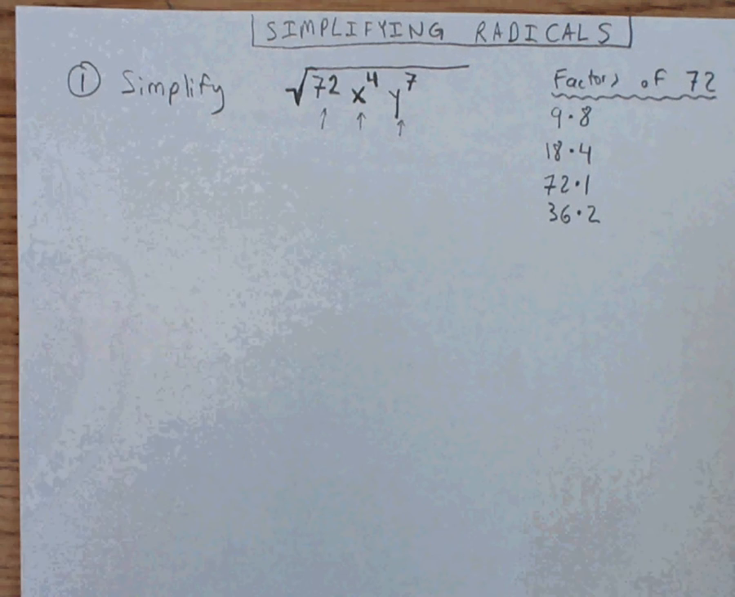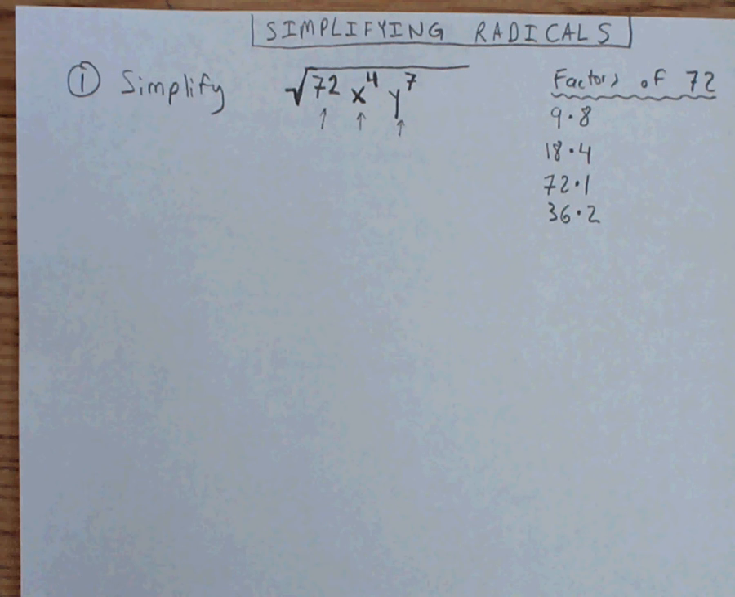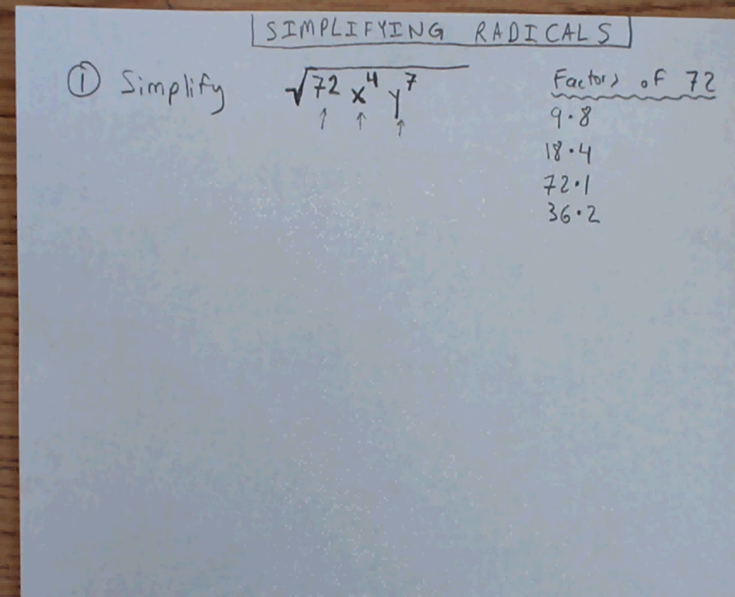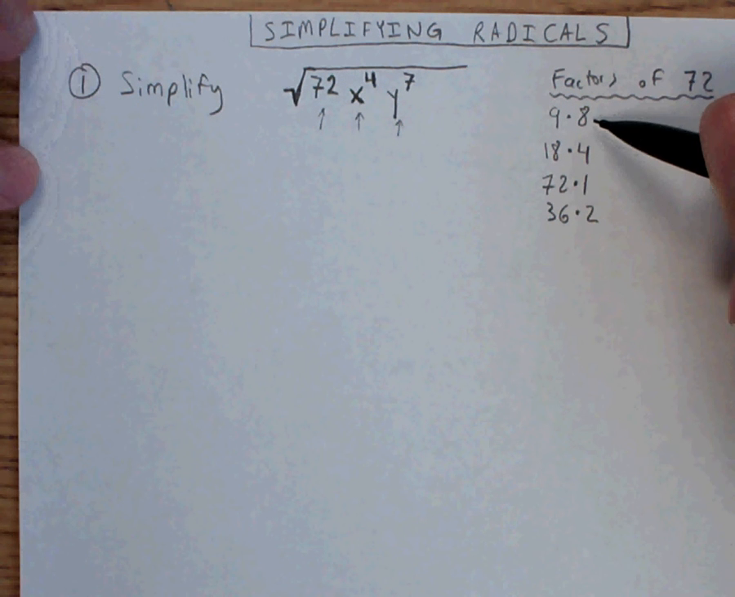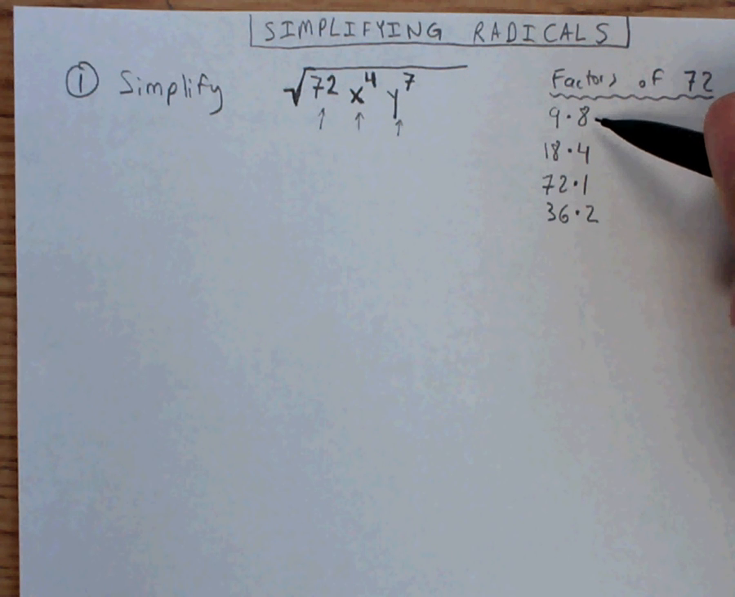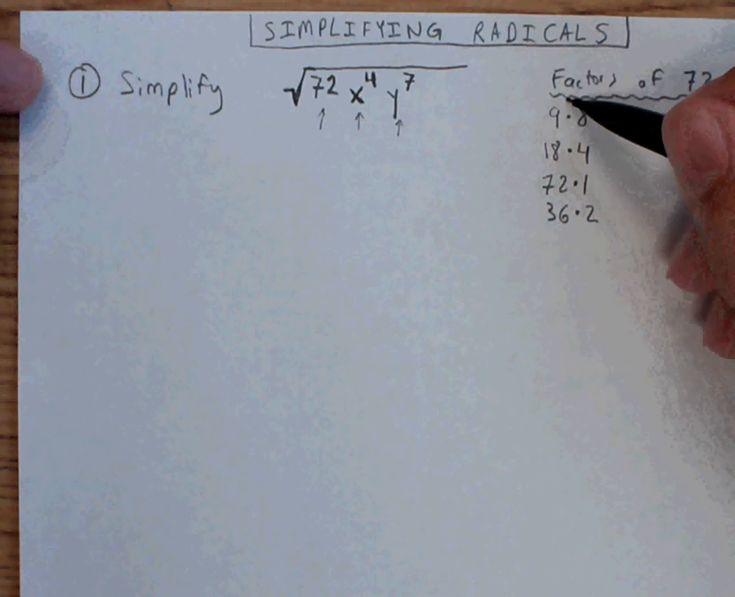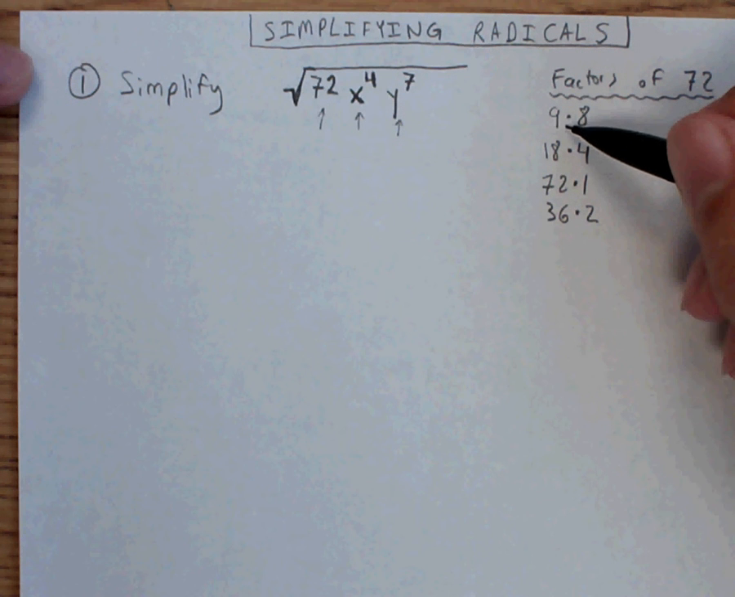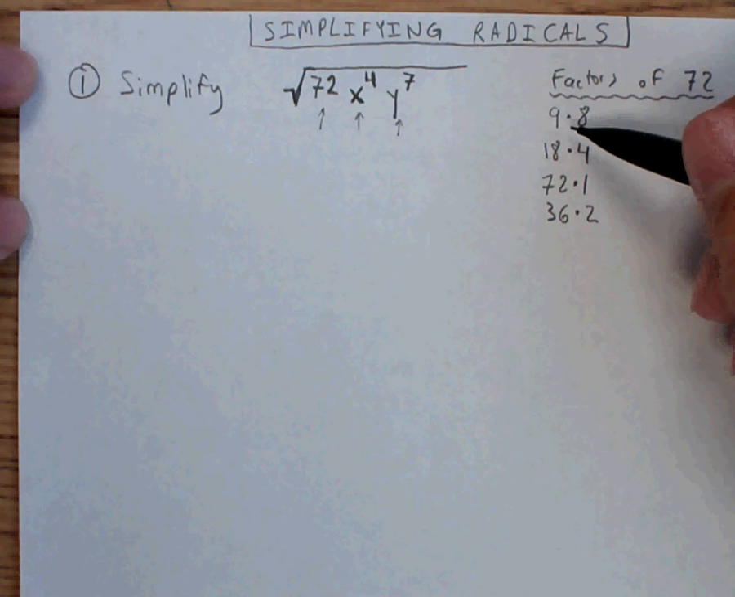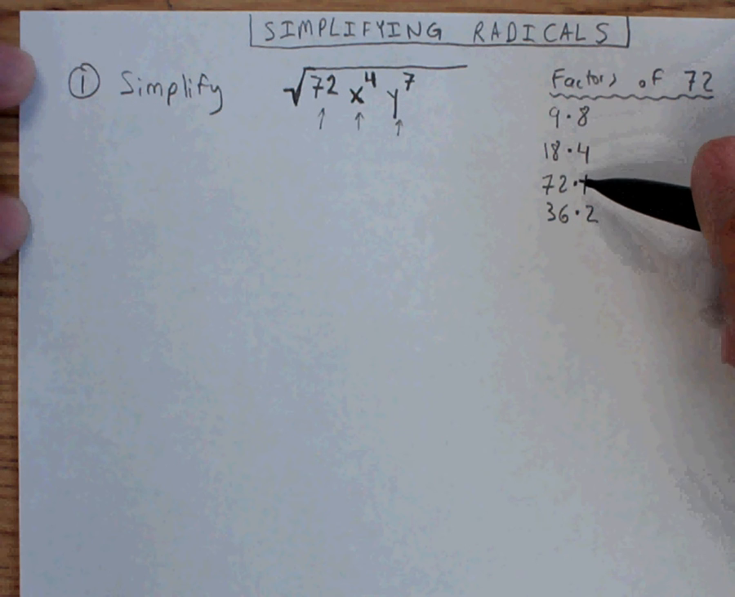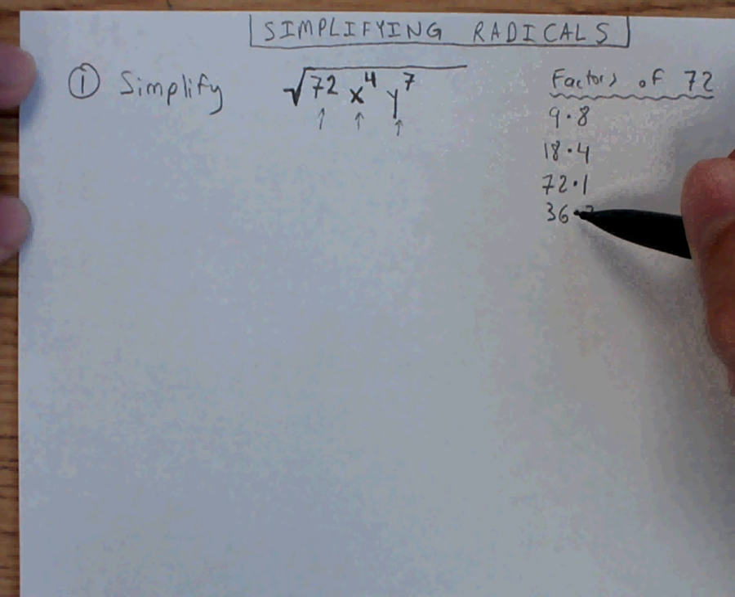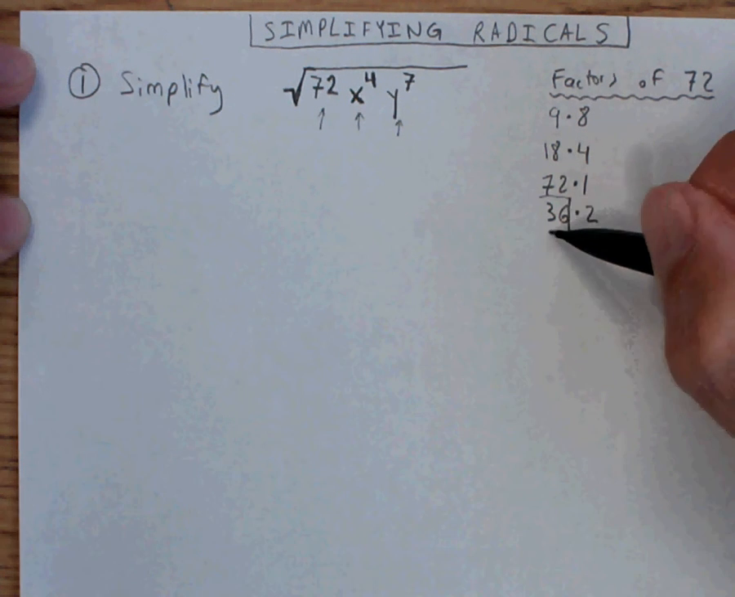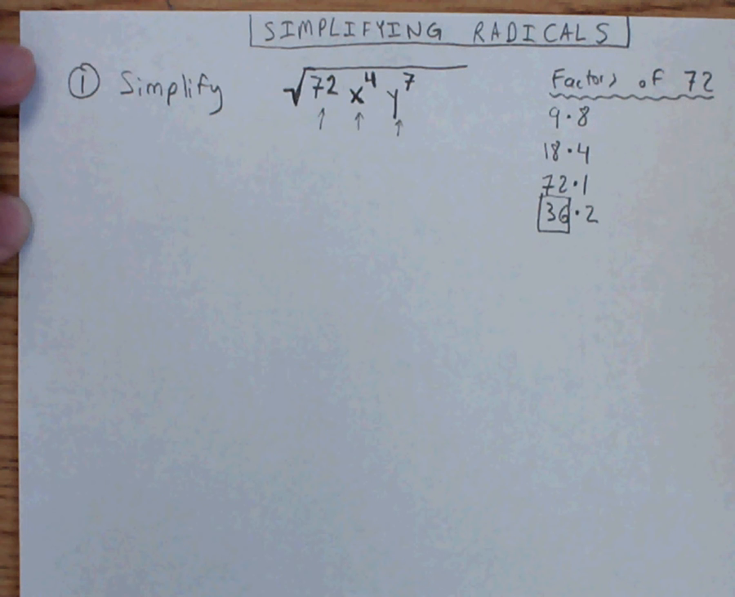Now, just out of these four possibilities, let's see which one would help us the most based off of what we did in class. The first one, 9 times 8, might seem like a really good option because 9 is a square. But we know that it's best to choose the factors that has the biggest square. Okay, 36 is a square, and that's bigger than 9. So let's factor 72 into 36 times 2.